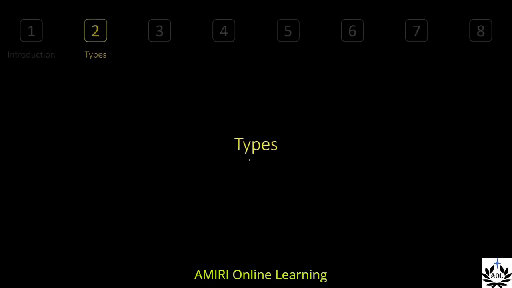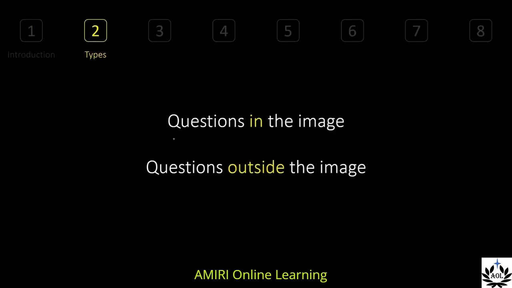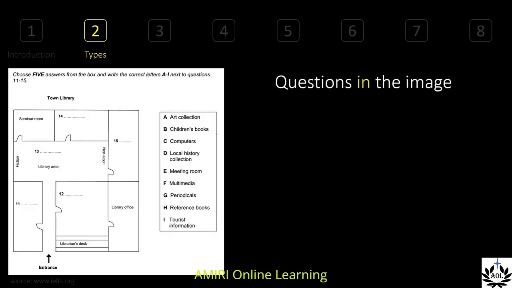Now there are two types of listening for maps. The first is when we have the questions in the image, and the second is when we have the questions outside the image. What is the meaning of this? Let me show you an example.